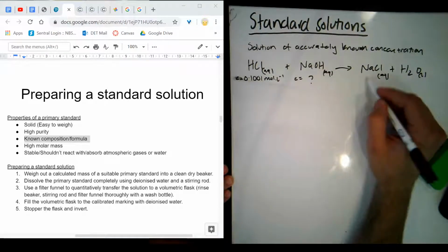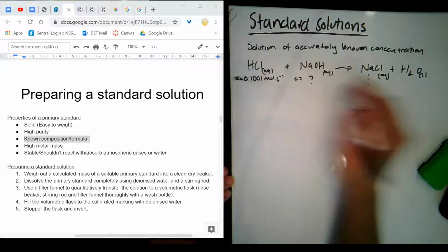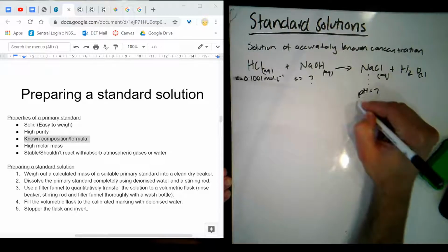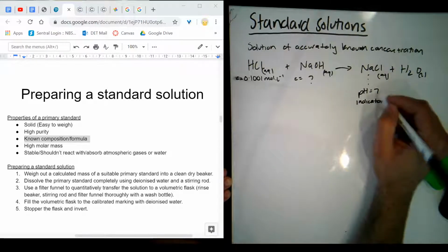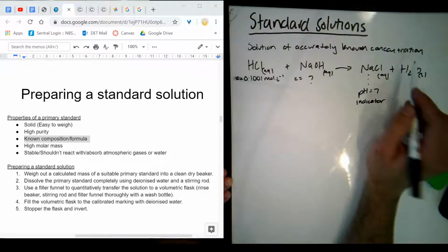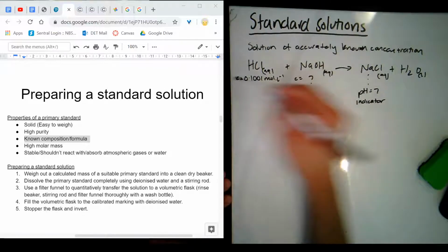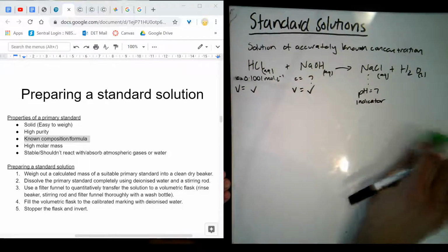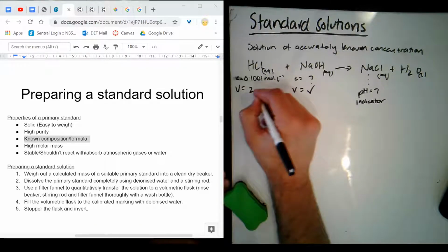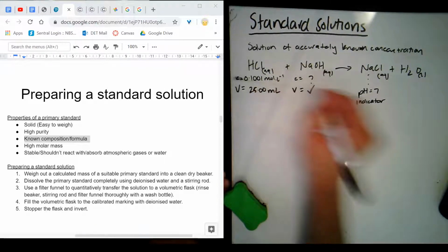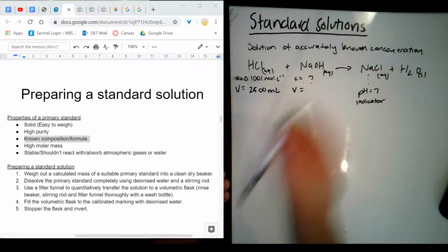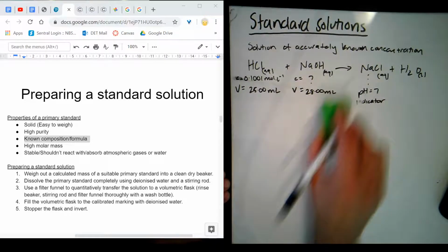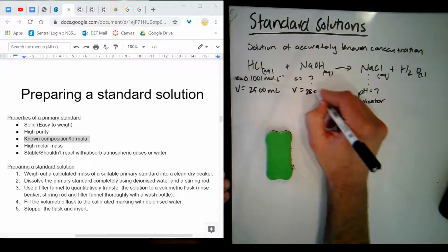I know that at the end of the day, these are going to neutralize each other, an acid and a base, to give me a neutral salt, which has a pH of 7. I can use an indicator to find when it's reached this point, so I know when they've reacted in a 1-to-1 ratio. If I know the volume of this that I used, and the volume of this that I used, let's just say, for instance, that I used 25.00 mL of this, and 28.00 mL of this.